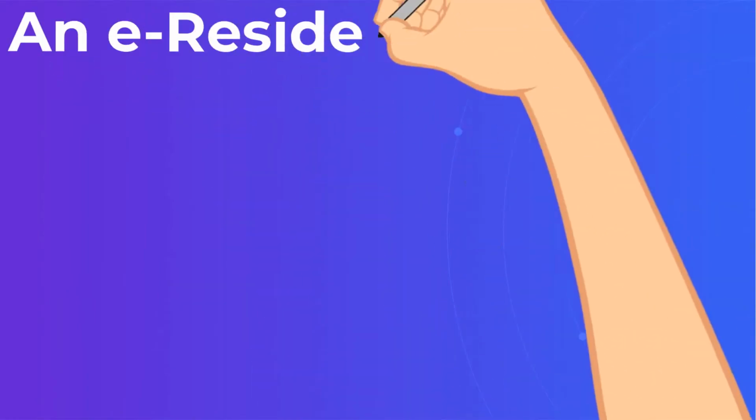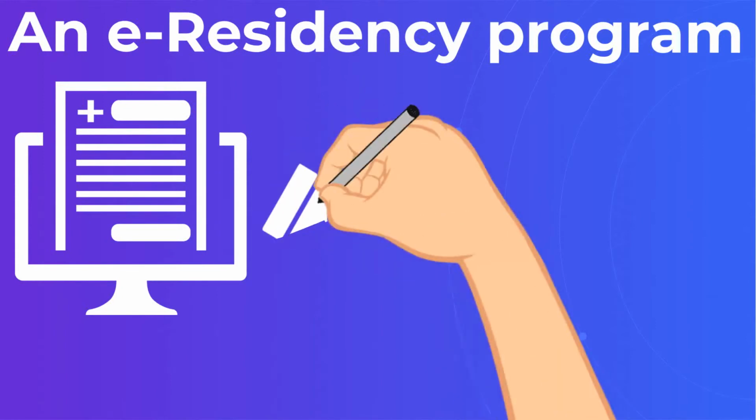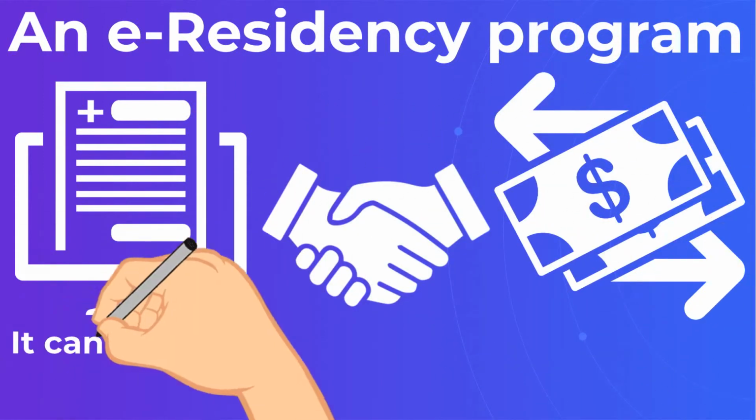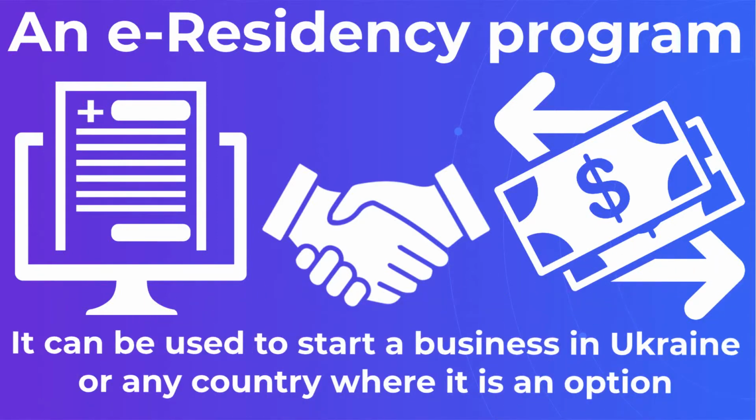An e-Residency program is a type of corporate identity that is supported by an electronic document. It can be used to start a business in Ukraine or any country where it is an option, with no additional documents apart from the usual business registration and money transfer regulations.